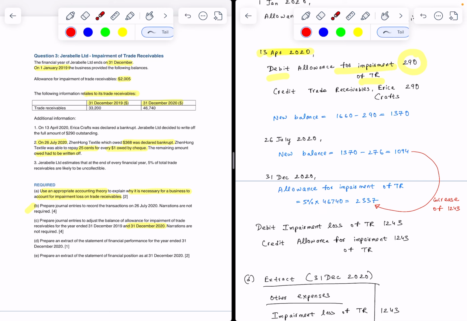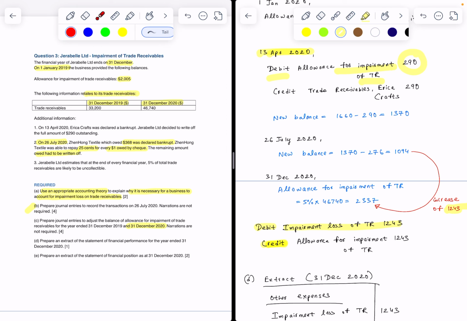So as you can see from the previous transaction at 26 July 2020, there is a substantial increase from $1,094 to $2,337, and the amount of increase is $1,243, right? Whenever there is an increase in allowance for impairment of trade receivables, what do we do? We credit it because it's a contra asset account, which means when it increases in value, we credit it, okay? And this is increasing in value, which is giving rise to an expense known as the impairment loss in trade receivables. All expenses by default are debited. That is why we are debiting the impairment loss in trade receivables account by $1,243, okay? So that is the final journal entry for 31 December 2020.